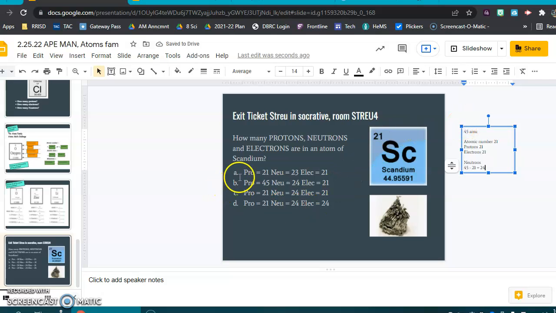So let's see, I can do this. I've got protons 21, so I can scratch out B, because that's got the 45 there in the protons. Okay, 21 electrons. Oh, I've got to get rid of D because that has to match my protons. So now I have A and C. Well, if I rounded correctly, I actually have 24 neutrons, not 23. So the answer is C.